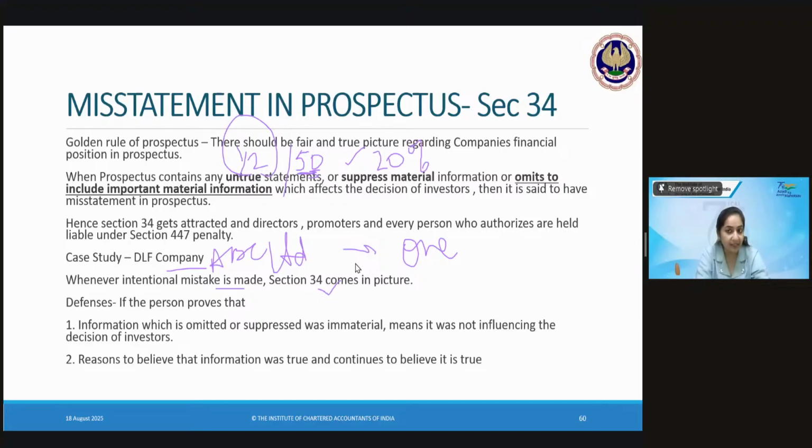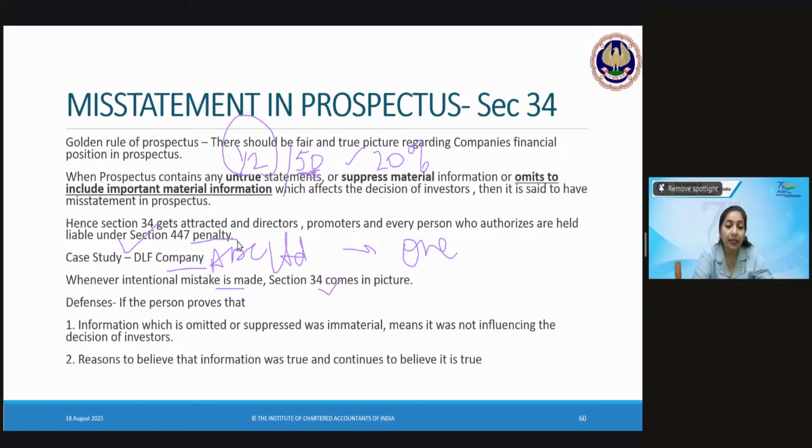So it was held under section 34 of the Companies Act that it is a misleading prospectus, and all the directors, CFOs, promoters, every person who has authorized this prospectus, action was taken against them, and section 447 penalty gets attracted. So prospectus is no joke, it is a very serious document. 447 is a very huge, difficult penalty. I told you today we are going to learn it also in the class. Remember, we have to learn how we have to do that.